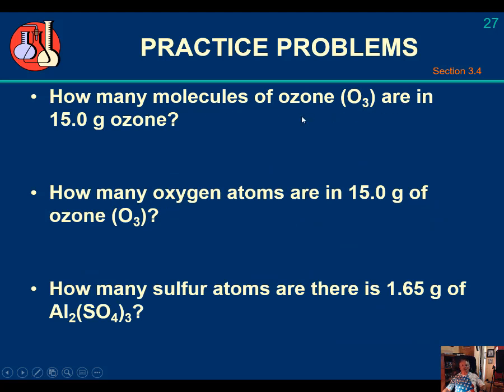How many molecules of ozone are in 15 grams? Now here's the cool thing about molar masses. I can weigh ozone and I can determine, using Avogadro's number and the molar mass of ozone, how many molecules of ozone I have in those 15 grams. I can determine how many atoms I have in some amount, 15 grams of ozone, etc. All right, we're going to do this step by step. How many molecules of ozone are in 15 grams of ozone?